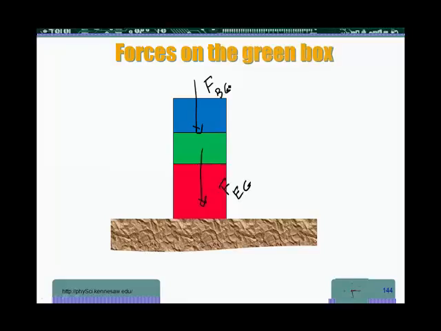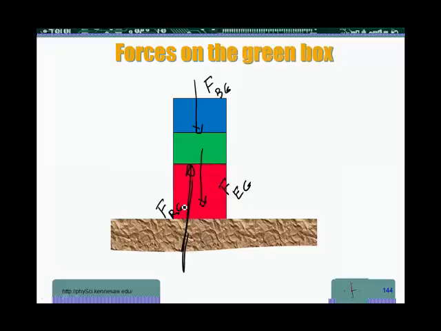Now, that's not the end of it. The green box is touching the red box. Now, if it is touching the red box, that means the red box should be exerting a normal force on the green box. Now, that normal force, the red box is supporting the green box, meaning that that normal force should be pointing upwards. F red on green.